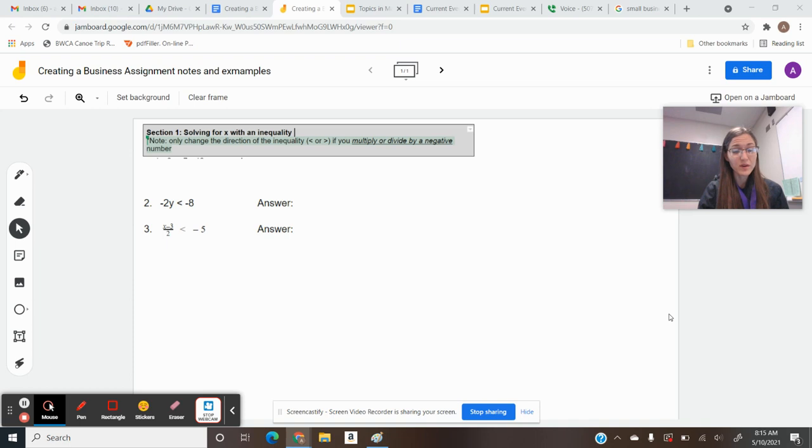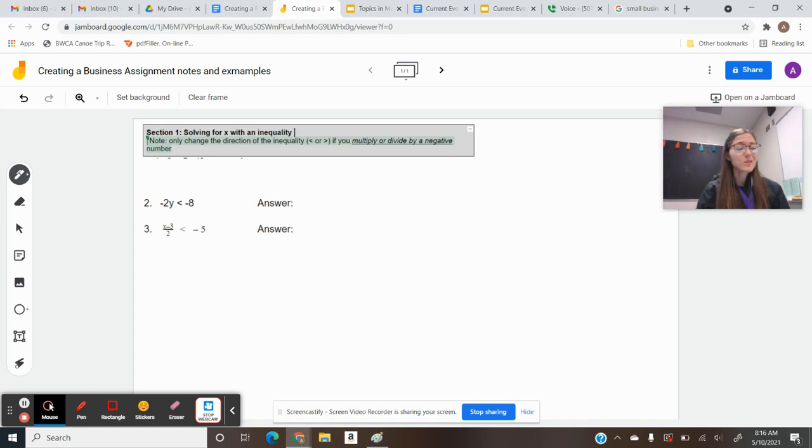So for example, when a business is setting their prices, they want to make sure that their price is more than what it costs to make that item that they're selling. So there's an example using the business model for solving for x with an inequality.